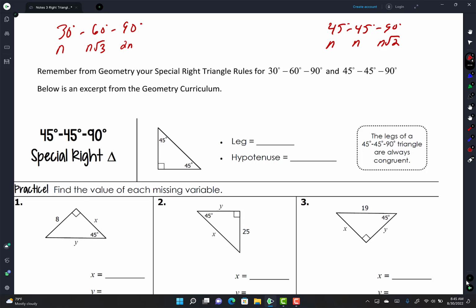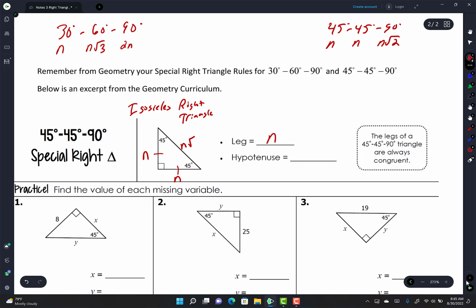Here's what I'm trying to tell you. In a right triangle, they call these legs. This is also called an isosceles right triangle. In an isosceles right triangle, the legs are going to be defined as n, the segment length of n. So the leg is n, and then the hypotenuse, this guy, is going to be n square root of 2. See?